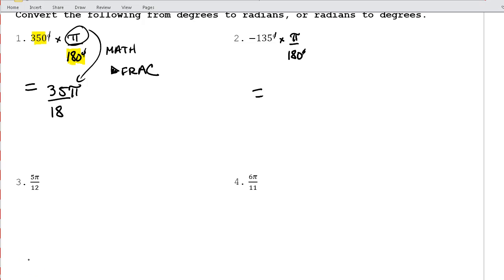Alright, so not sure where I was before that, but anyway, we're going to do negative 135 divided by 180, and that's going to give us negative 3/4, so this is going to convert to negative 3 pi over 4. Alright, so those two are converting degrees to radians.